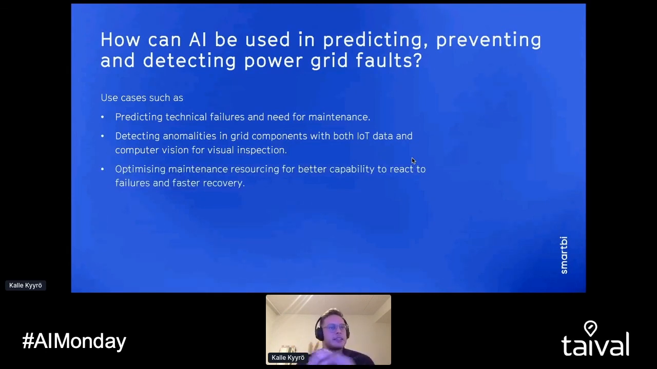Or we might, for instance, utilize AI to optimize the maintenance resourcing to improve the capability to react to different kinds of problem situations with the grid, because it's often the responsibility of the power grid companies to provide sufficient maintenance resources and repair resources to be able to react to any failures caused in the grid. It's thus very important to optimize and to have sufficient maintenance resources available all the time.